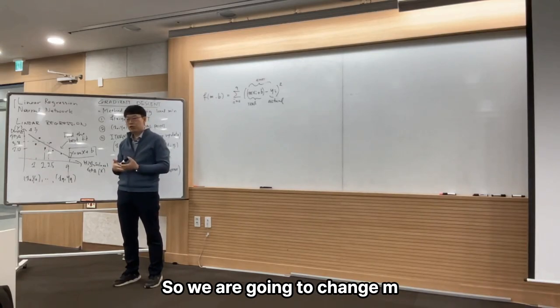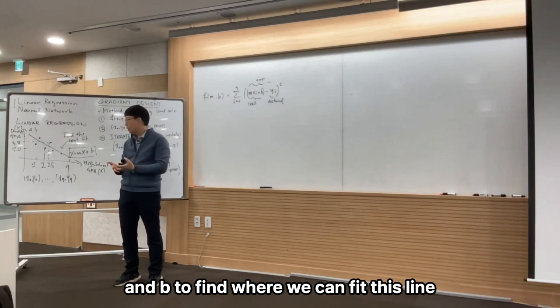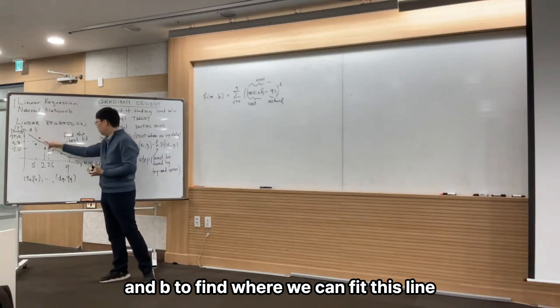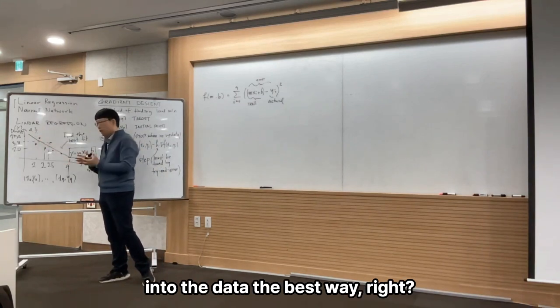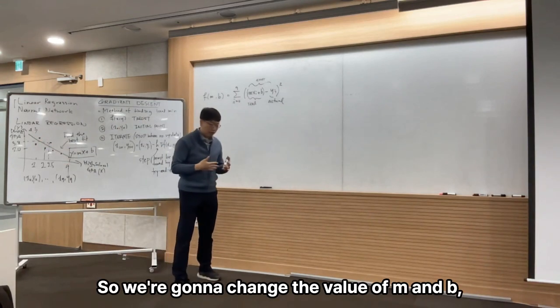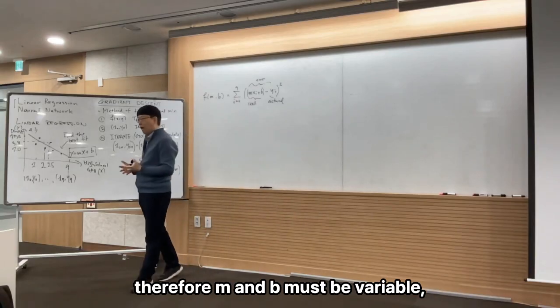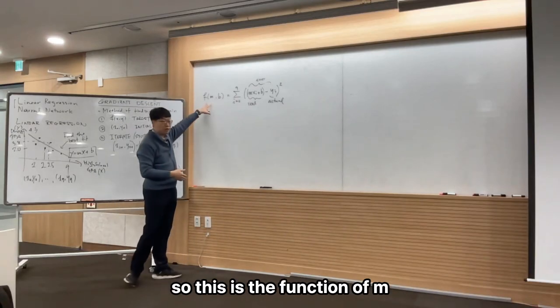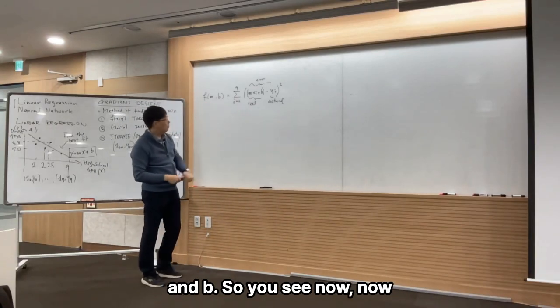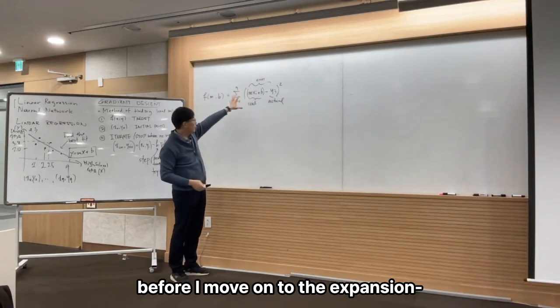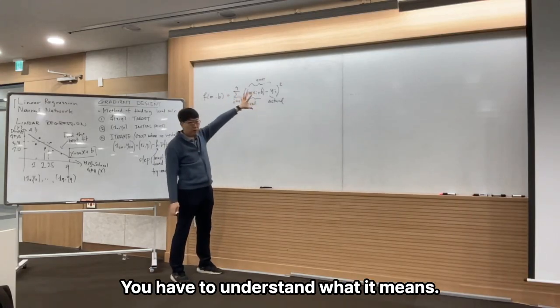So we are going to change m and b to find where we can fit this line into the data the best way, right? So we're going to change the value of m and b. Therefore, m and b must be variable. So this is a function of m and b. Now before I move on to the expansion, you have to understand what it means.